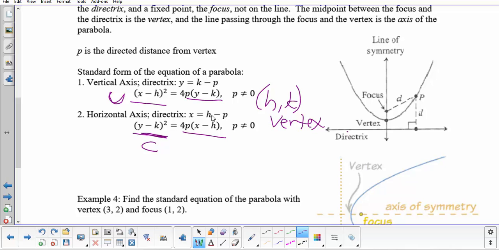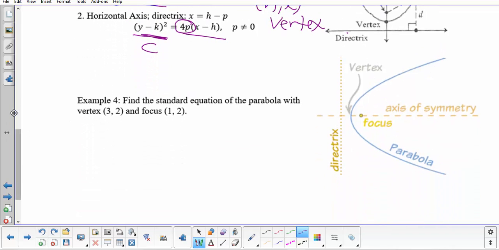Okay. So just like we had the center was the opposite here, the same thing happens for the vertex. It's going to be the opposite. P is the distance from the vertex to the focus or the vertex to the directrix. So let's take a look at an example here.